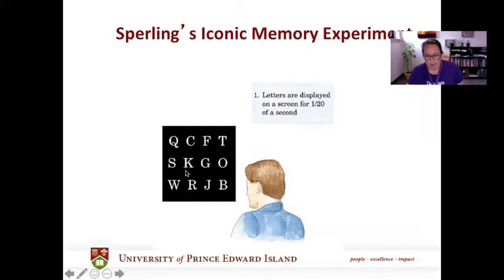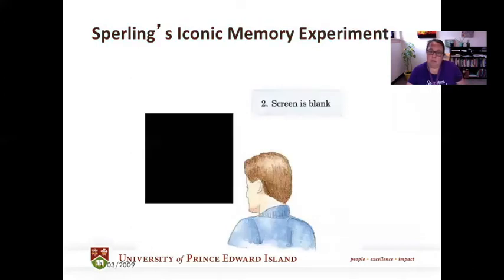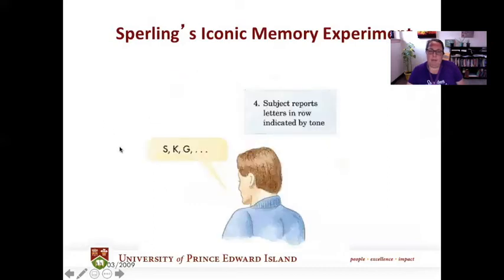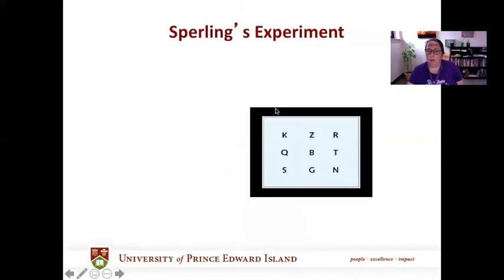So immediately after the array was shown, he either had a high-pitched tone for the top line, a medium tone for the middle line, or a low tone for the low line, so that way he could tell if they could remember all the screen or just part of it. So at the start, the screen's blank, then they see the thing, and then they see a medium tone, and so they report the middle, and they could report all the letters.